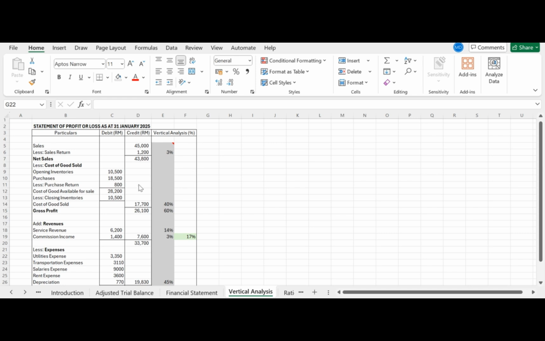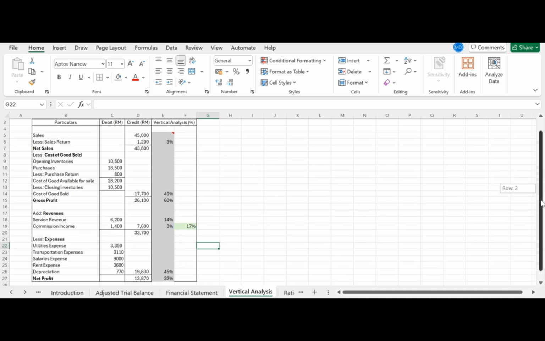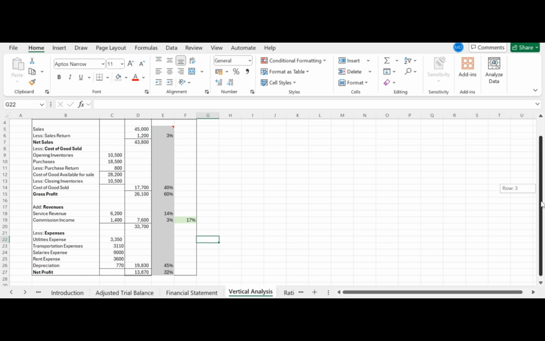Then we must choose a base figure. For our base figure, we choose net sales. Then we must pick what items want to be compared. The items that we choose are sales return, cost of goods sold, gross profit, revenues, expenses, and net profit.